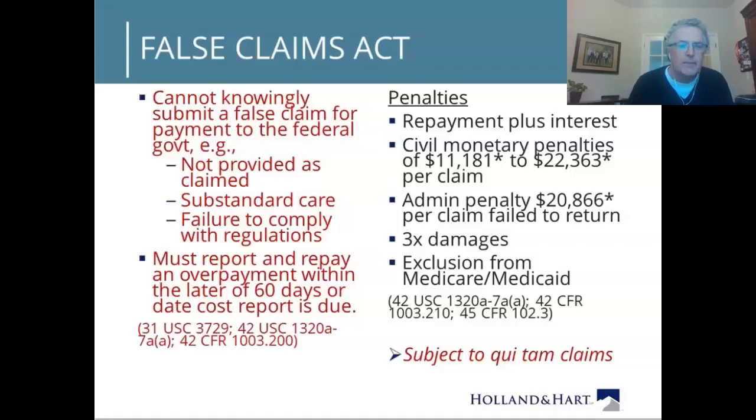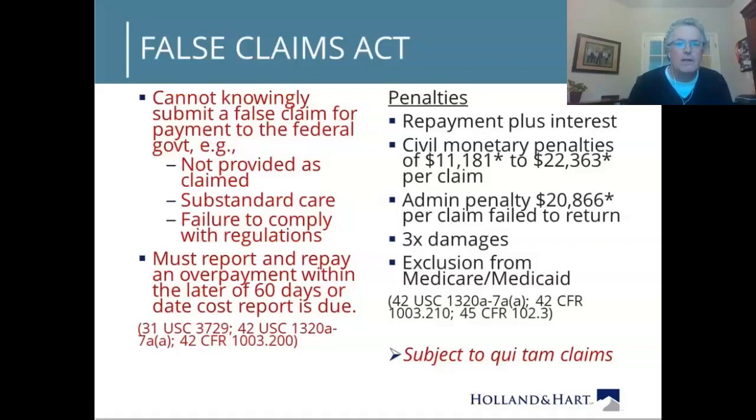In addition, in the wake of the Affordable Care Act, which I guess was enacted a long time ago now, if you did submit a false claim to the government, and you learn about that or discover it, then you have an affirmative obligation to report and repay that overpayment that you received within the later of 60 days after you discover that or the date the cost report is due.